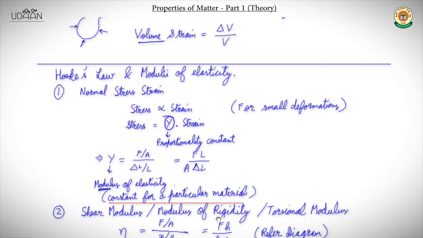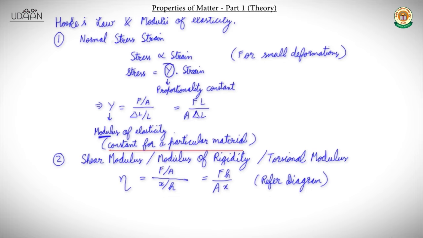Now we come to shear modulus, or we call it modulus of rigidity or torsional modulus. In the same way we defined normal stress, we define it as stress upon strain. But here the stress would be the shearing stress and the strain would be the shearing strain. We can also refer to the diagram above, the diamond one which you were referring to before.